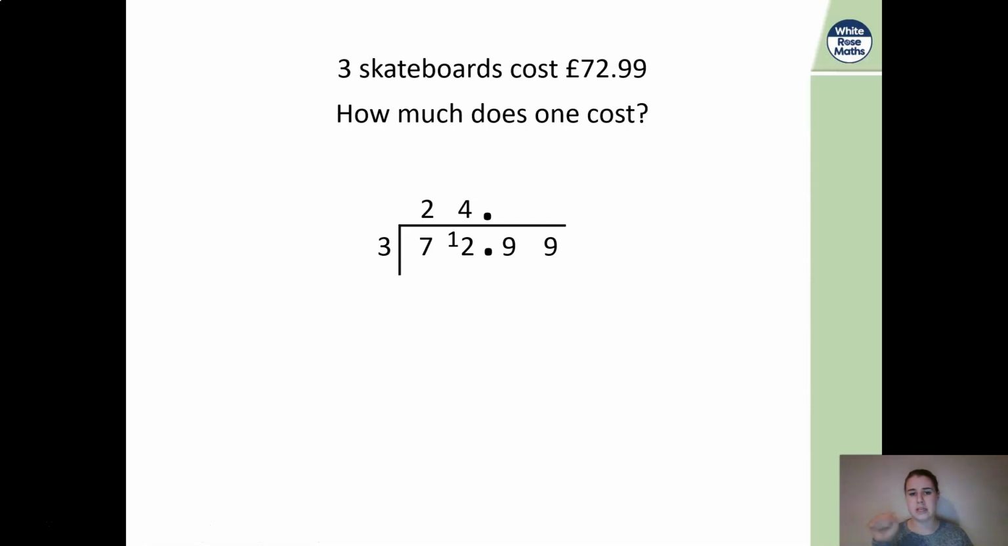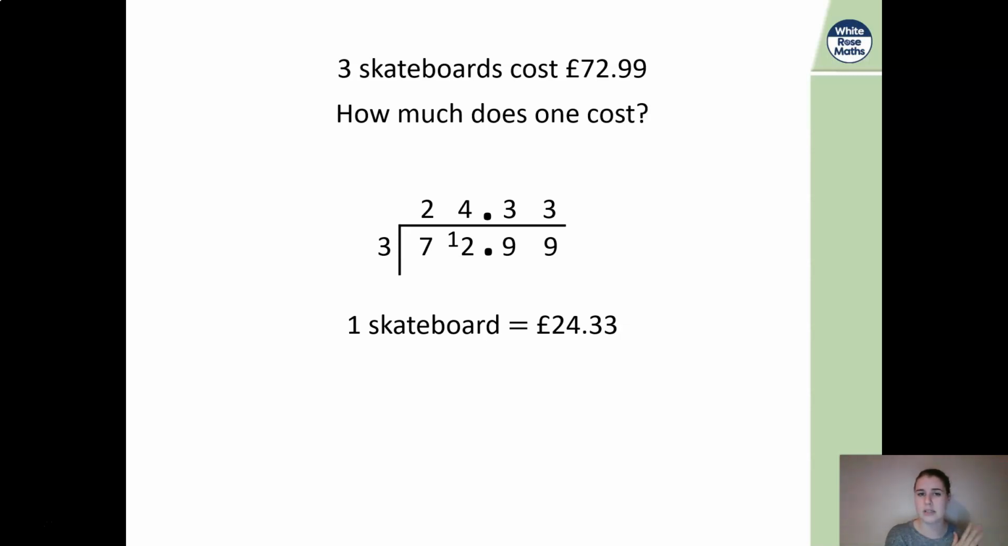So now I'm going to jump to the other side. So I've got my 10s and my 1s. Now I'm going to move into my tenths and my hundredths. Okay. So now I'm going to look at, well, how many 3s are in 9? Well, I know that 3 goes into 9 3 times exactly. And because I've got the same number, I know that the last one's going to be 3 as well. So my answer there, each skateboard costs £24.33. Okay, nice and easy, just carrying the numbers over.